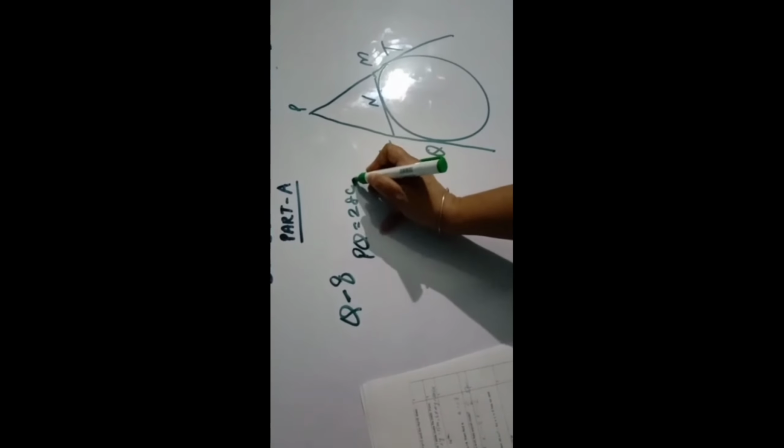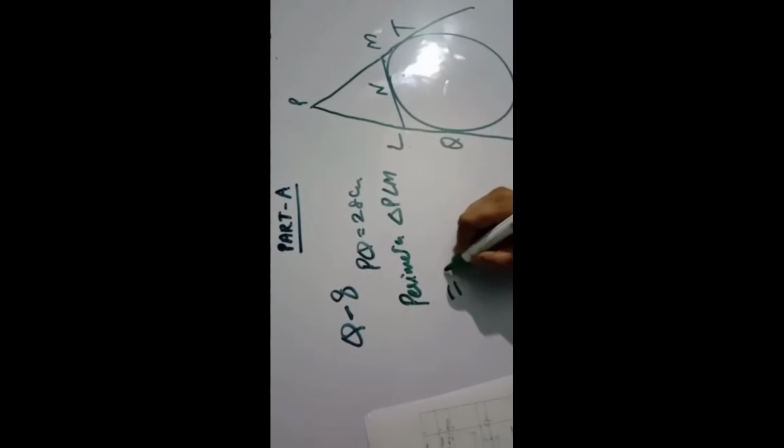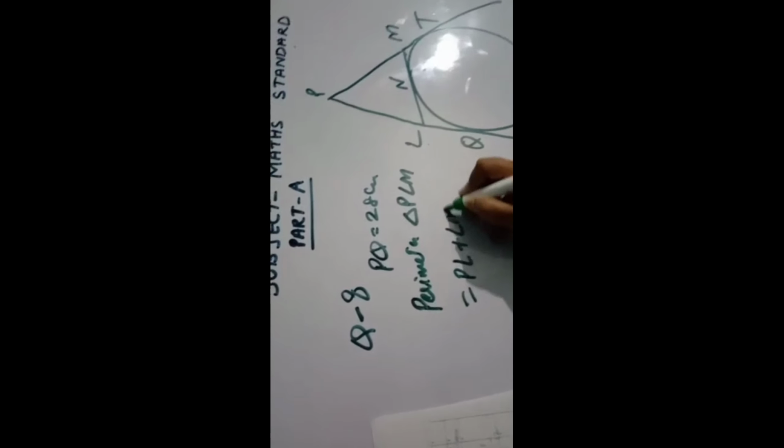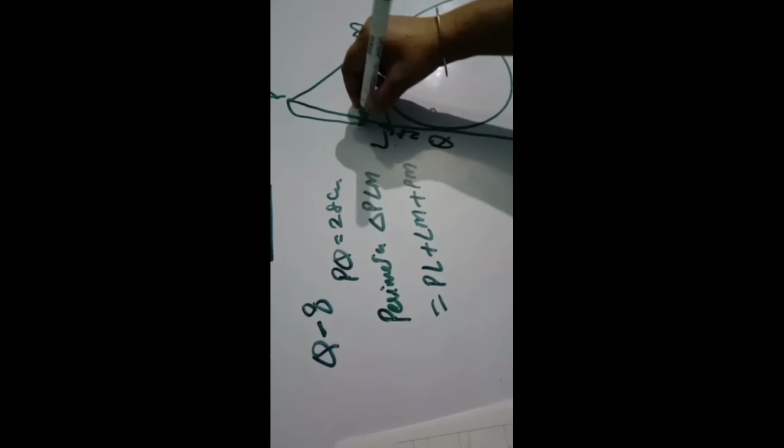Now the 8th question, see. In this PQ is given 28 centimeter. You have to find the perimeter of triangle PLM. Perimeter of triangle PLM means PL plus LM plus PM. This you have to find. Now PQ is given 28. This full length is given 28 centimeter up to here.